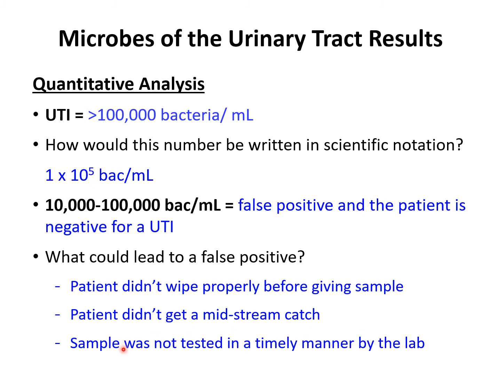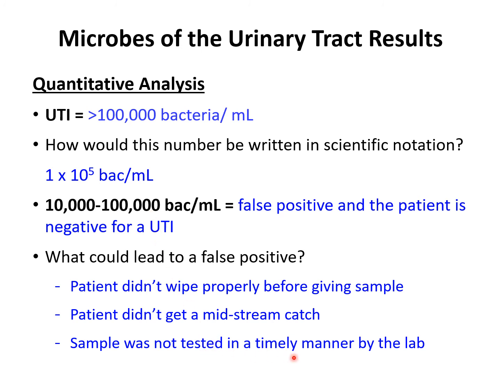And then number 3, what could be a reason why you could have a whole lot of bacteria in your sample? Maybe the sample was not tested in a timely manner. So the lab kept your urine sample for a pretty long time before they tested it. And this could lead to whatever bacteria is in your urine to multiply, and therefore you can get a huge amount of bacteria in your urine, even though you don't have a UTI.